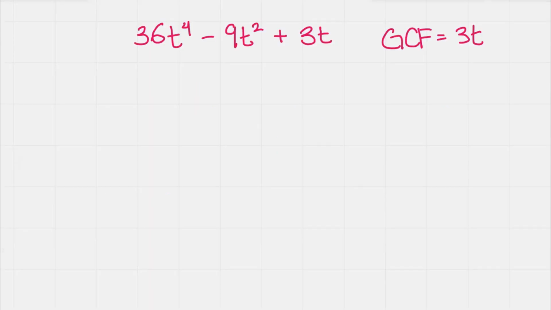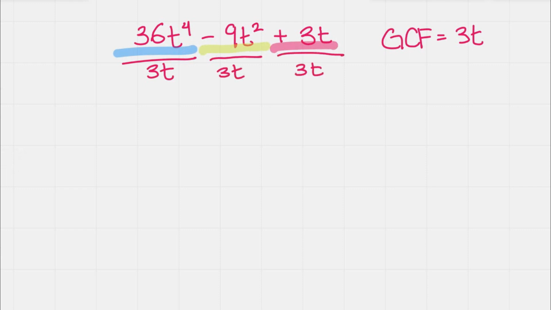Now I'm going to highlight each individual term with a different color so that we make sure to include the negative sign as well. I'm going to use blue, yellow, and highlight 3t with a pink color. Now we're going to divide each term by our GCF, which is 3t. So to set up our factored expression, we're going to put 3t, which is the GCF, on the outside of our bracket, and let's divide our first term.